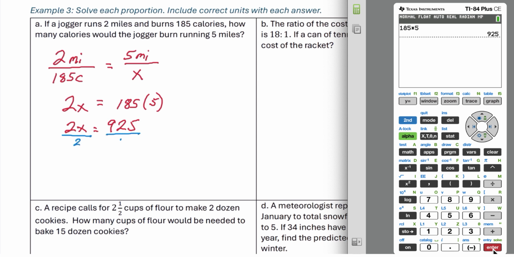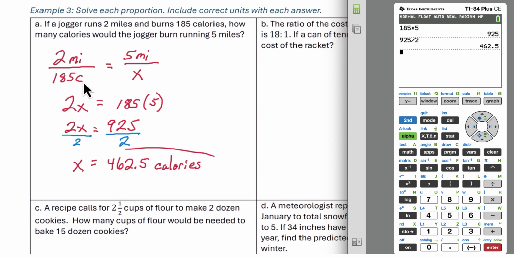Whatever we do to the left, we need to do the same thing on the right side. So x is equal to 925 divided by 2. This gives us 462.5, and make sure we include the units. In this case, that x is in the denominator, which is representing calories. So if this jogger runs 5 miles, they will burn 462.5 calories.